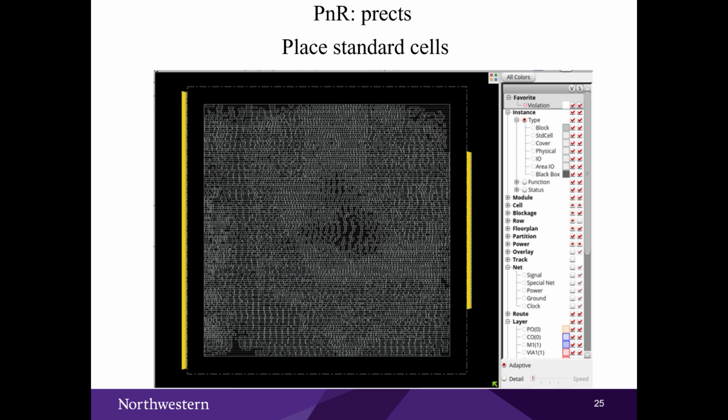And after floor planning, we move to the last step, which is place and route. The first step of place and route is pre-CTS. In this step, Innovus places standard cells on the layout. After the pre-CTS step, we can see that these are our standard cells. They are now on the layout.